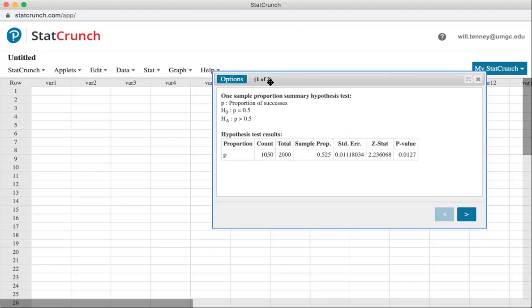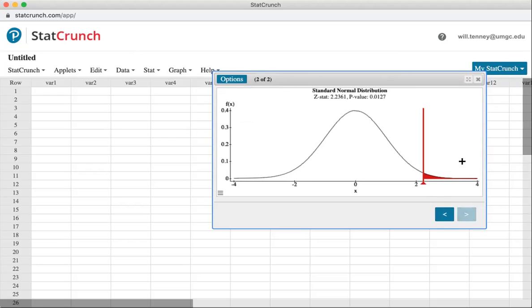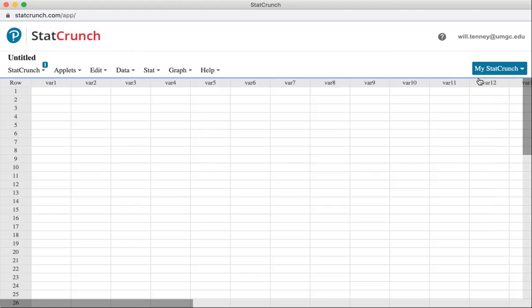Hey, is this one of two? Is it going to give me more stuff? Oh, okay, I asked for the chart. It looks like this. This area is 0.0127, standard normal distribution. Z would be 2.236. Okay, let's go back to what I was writing.